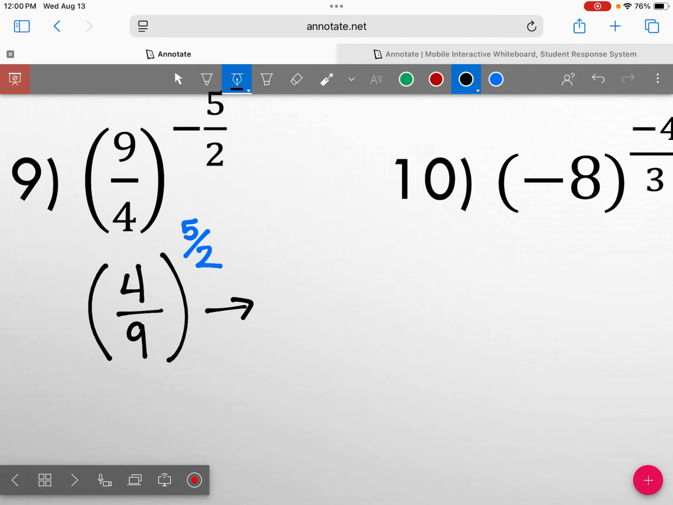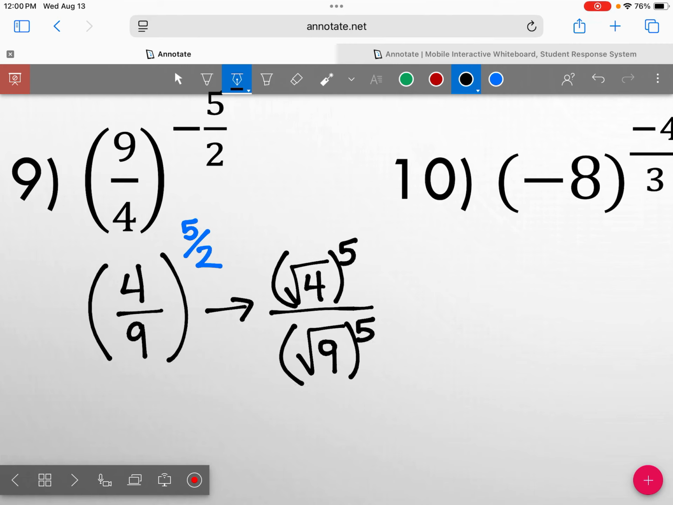So we have, well, I guess you don't need parentheses anymore, actually. Okay, so what we have is the square root of 4, and we're going to raise that to the power of 5. And then I have the square root of 9, and I'm going to raise that to the power of 5. The invisible number in the elbow is 2.